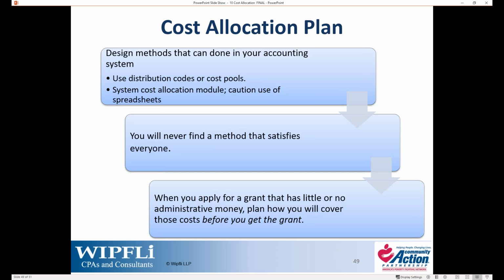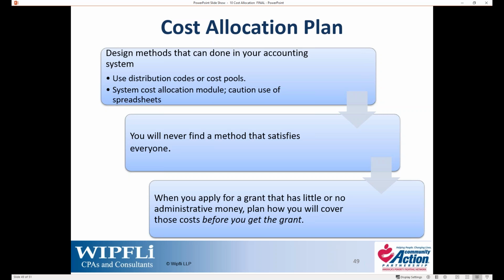When you apply for a grant that has little or no administrative dollars, plan on how you will cover those costs before you get the grant. Every grant that you have incurs administrative costs. You apply for a grant, and the executive director has to sign for that grant, so it takes part of their time. You want finance to pay their bills and receive the money, so finance has to be involved in that program. You want people to actually work in that program, so you need to have HR involved.